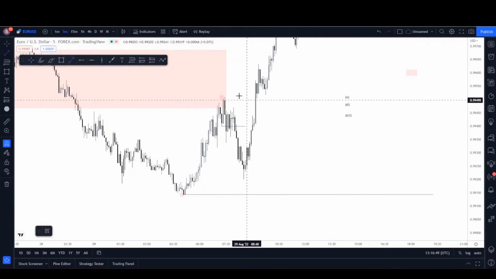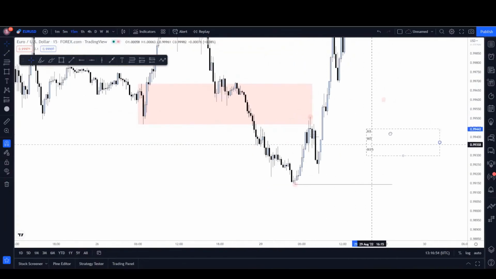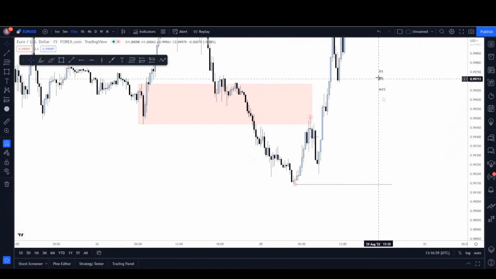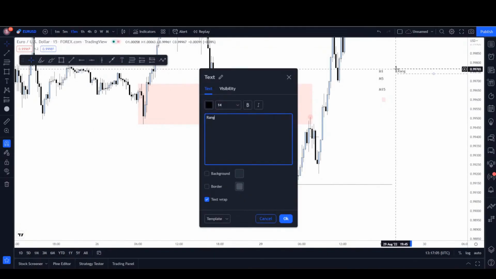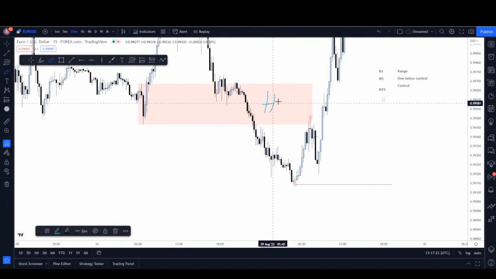Okay, so I just want to make that clear: if you use this model here, we outlined this as range, 1 below control, and then control. If you enter on control, you're going to have no obstacles to get to range, but if you enter on 1 below, you're going to have control as an obstacle. Like here, we entered from an H1 with M5, that means M15 is our obstacle.